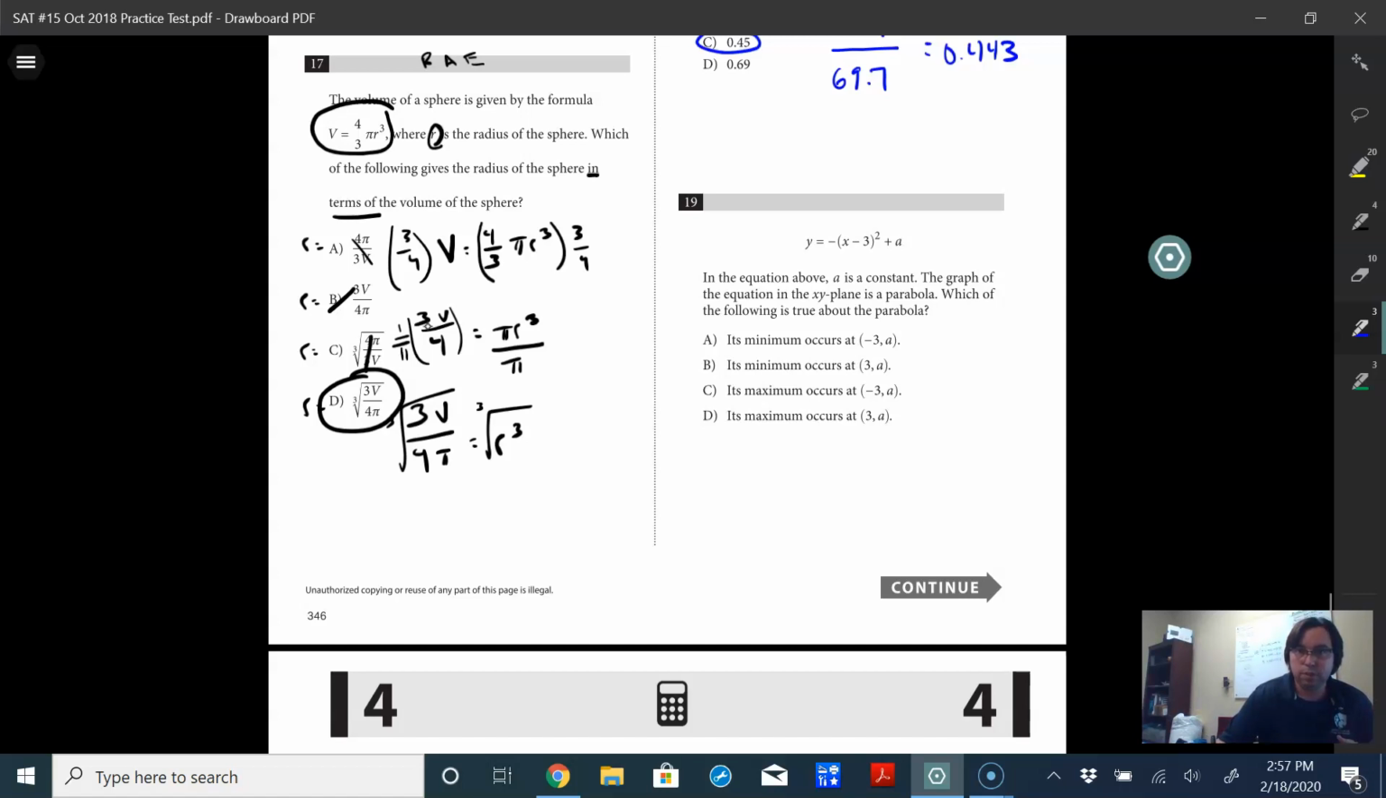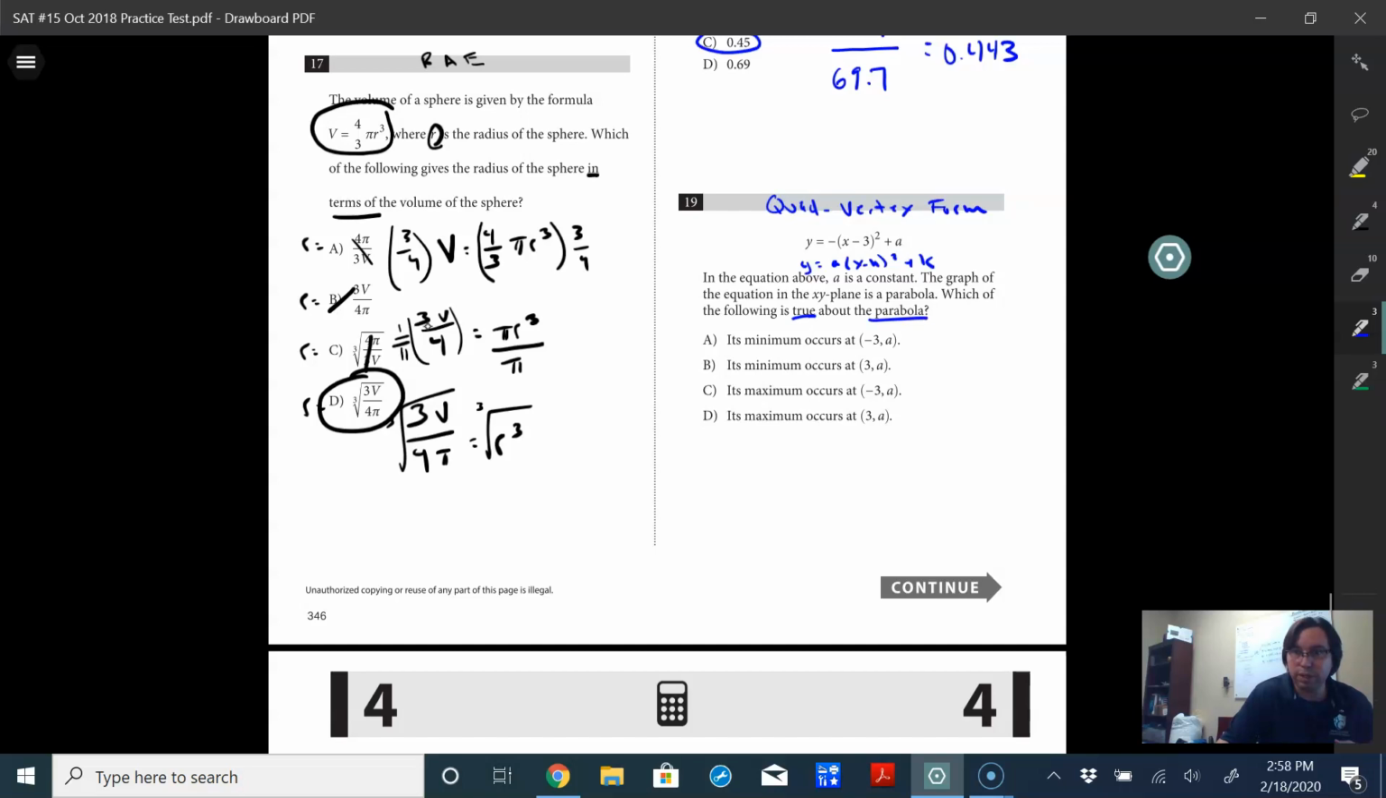Okay, so what we have here looks like a quadratic, and specifically we're talking about vertex form. Keep in mind that this is going to be y equals a times (x minus h) squared plus k. The question says a is a constant, and that the graph of the equation in the xy-plane is a parabola. Which of the following is true about the parabola?